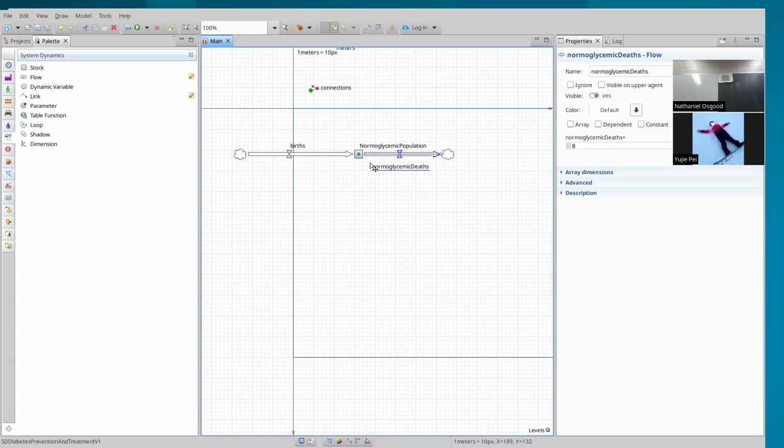Okay, normoglycemic deaths. Right now it's 0. So what will this stock do? If I were to run this model right now, what will it do? Nothing. Well, because the rate will be zero, something like that. Okay, so the thought was it will do nothing. Might anyone differ? The outflow will be nothing, but the rate of increase will be seen. Yeah, it'll be exhibiting the same change. Sure, thank you. Good.